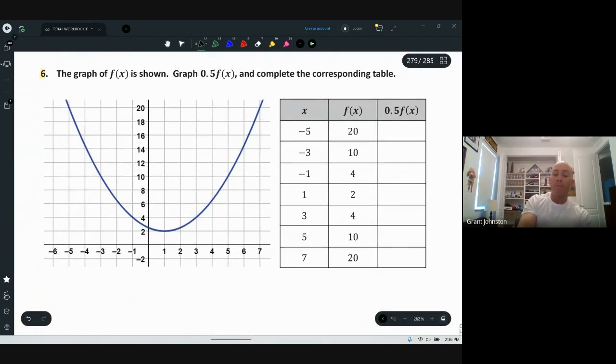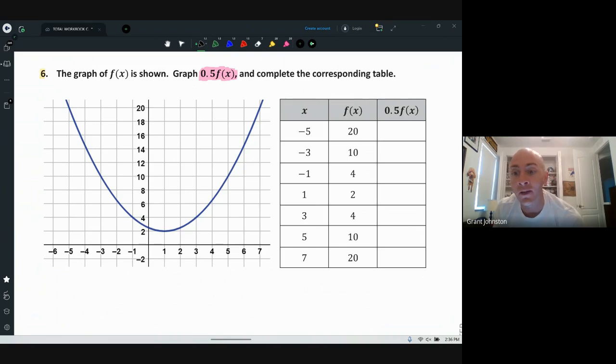So now let's look at this example. Now we're doing 0.5 times f of x. 0.5 is less than 1, right? It's 1/2. So we should be seeing a compression based off those notes up there. This is our f of x, and we're doing half of f of x, 0.5 of f of x.